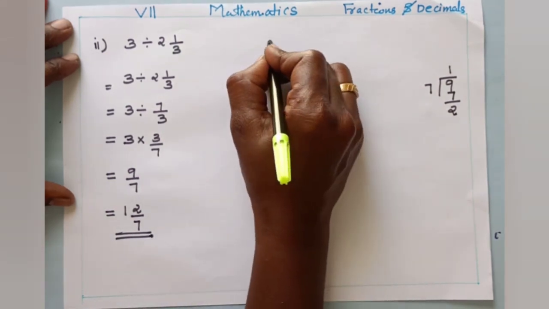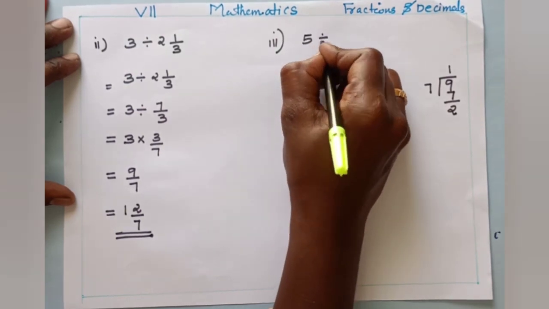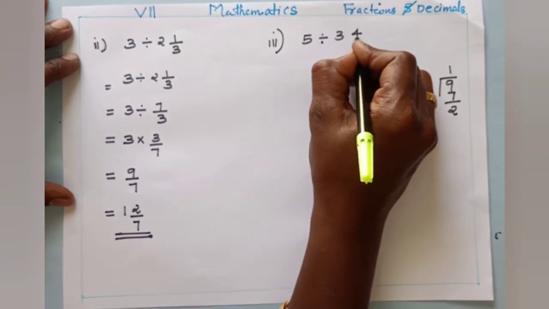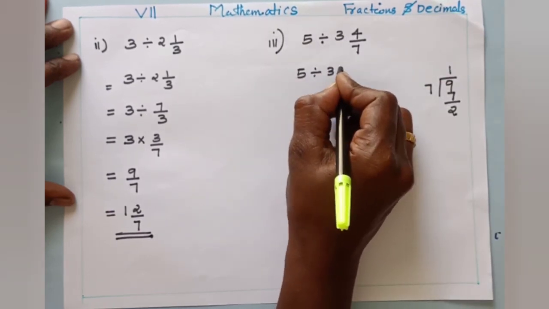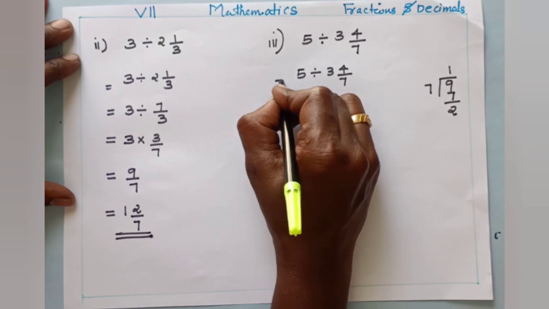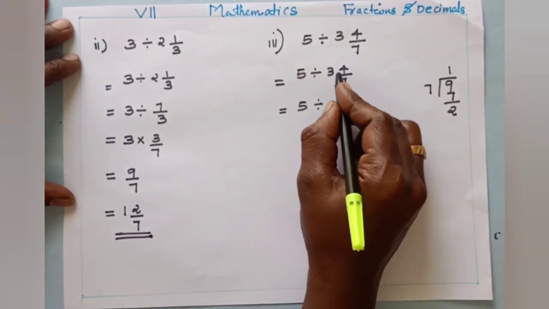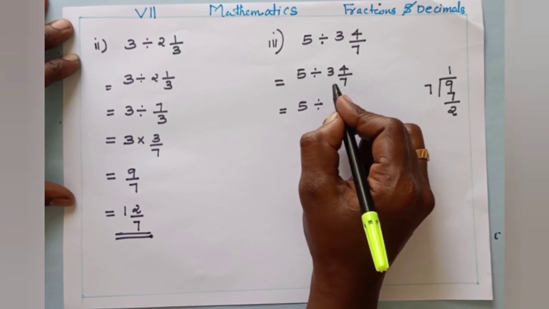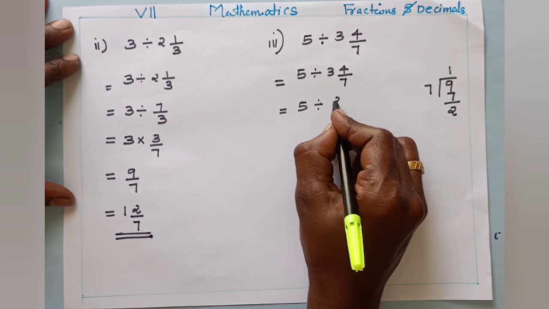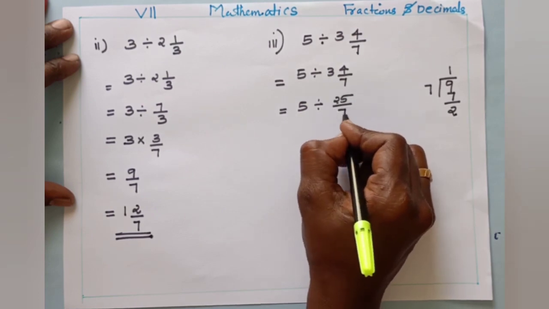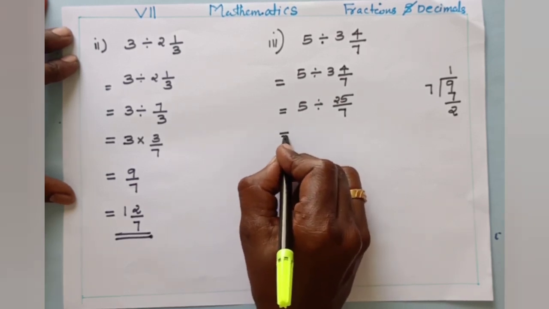Then one more question. 5 divided by 3 and 4/7. So 5 divided by the mixed fraction; change it into an improper fraction. 3 into 7 is 21, plus 4 is 25, over the same denominator 7. 25/7.